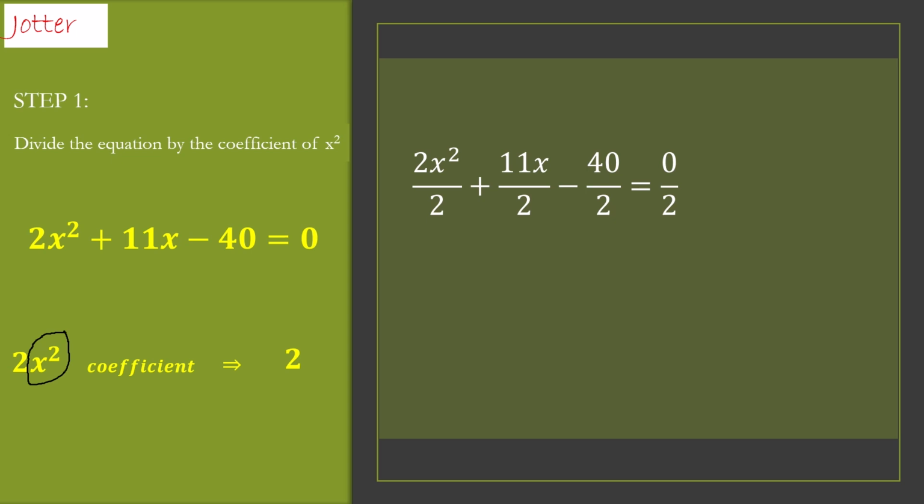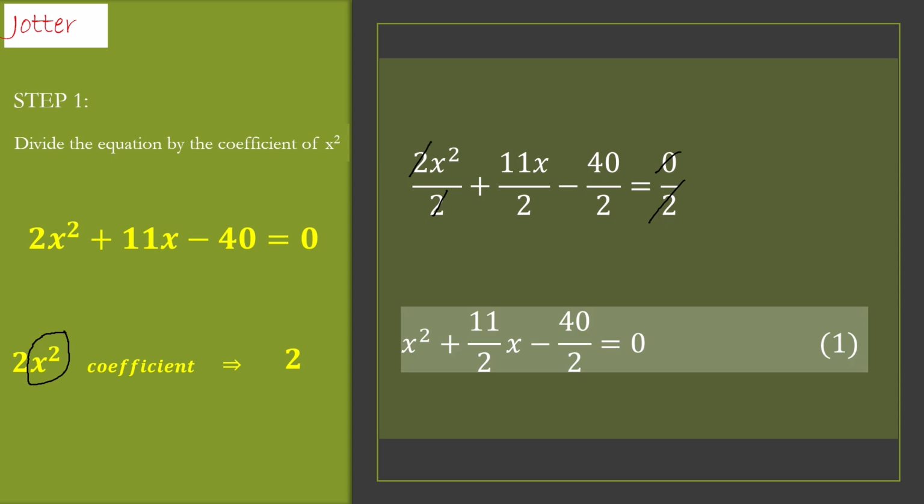And so we have here 2, we cancel 2, and then 0 over 2 will also give us 0. And our expression will now become x squared plus 11 over 2x minus 40 over 2 equals 0. So we call this equation 1.